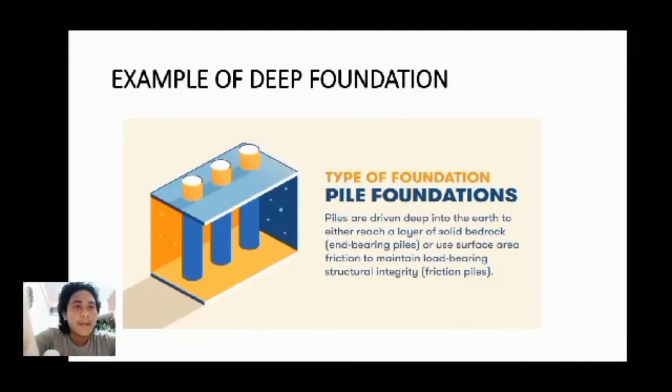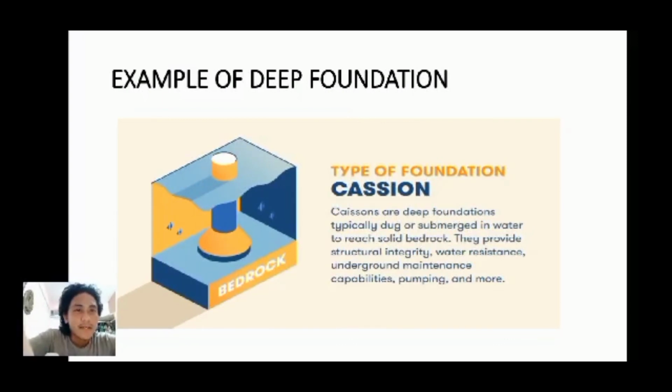Third one, the pile foundation. Pile foundations are driven deep into the earth to either reach a layer of solid bedrock or use surface area friction to maintain load-bearing structural integrity. Last one, the cushion. Cushions are deep foundations, typically dug or submerged in water to reach solid bedrock. They provide structural integrity, water resistance, underground maintenance capabilities, pumping, and more.